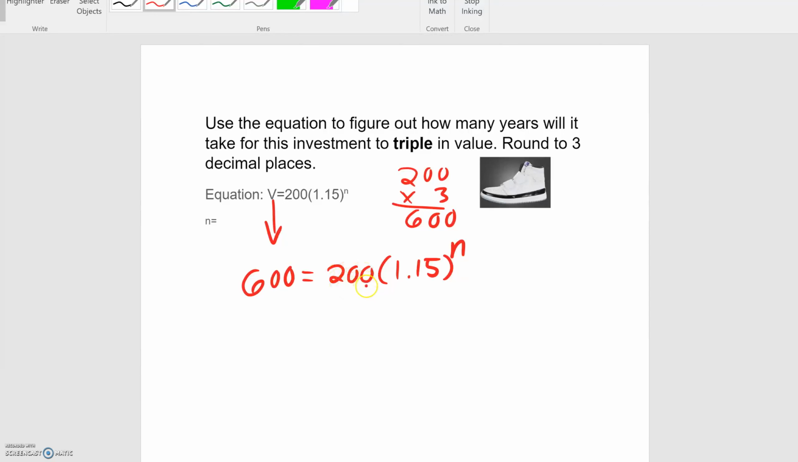Now, a lot of people think, like, I guess we should subtract 200, right, to get rid of it? But remember, this 200 is being multiplied by this part of the equation. And I can tell it's being multiplied because 200 right by a parentheses, that means multiply. And the opposite of multiplication is division. So I'm going to divide both sides by 200. And so that gives me 3 equals 1.15 to the power of n.